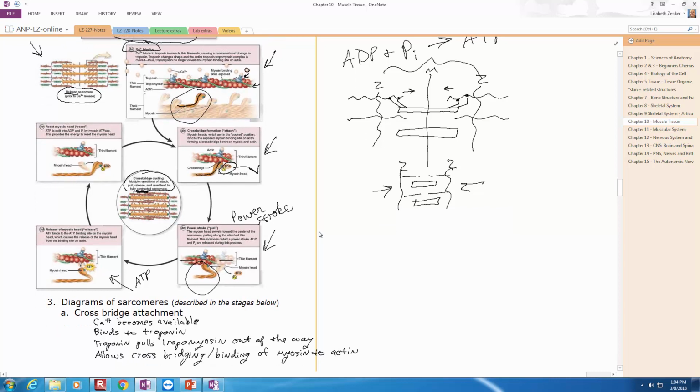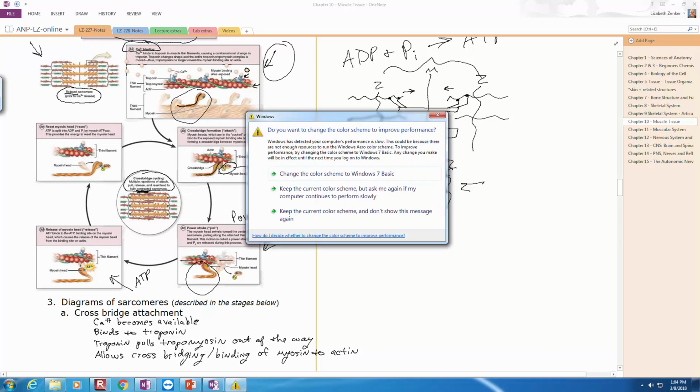So cross-bridge attachment. This is where calcium becomes available, so it binds to troponin. We're in this upper picture right here that I will draw a circle around. This guy right here, where I said calcium looked like the little snowballs. Troponin was the blue snowman looking guy. Calcium binds to troponin. Troponin then pulls tropomyosin out of the way. That's the green string. And the little red balls are the actin, the little cranberries if you want, because cranberries go with Christmas time, right?